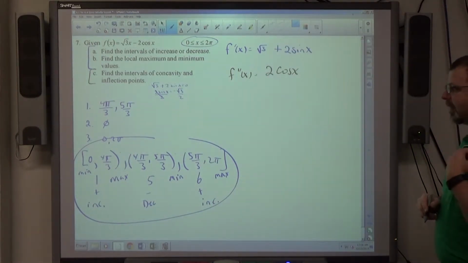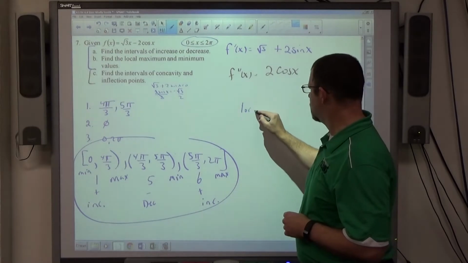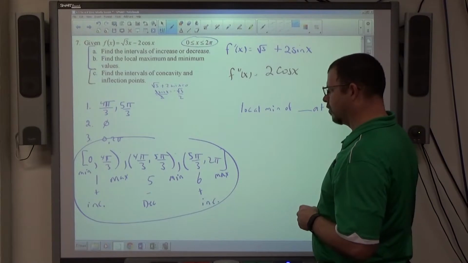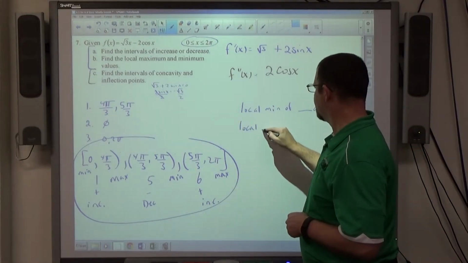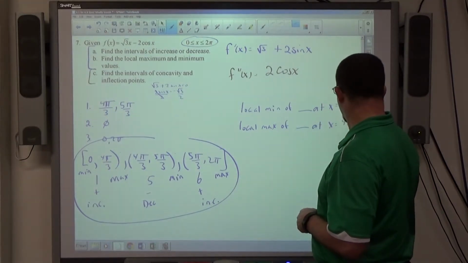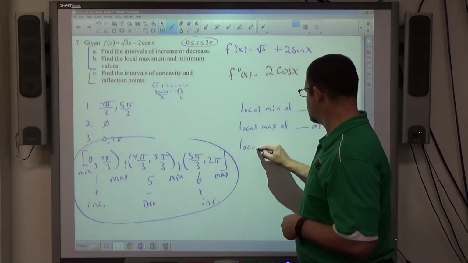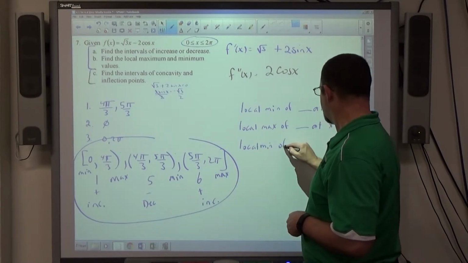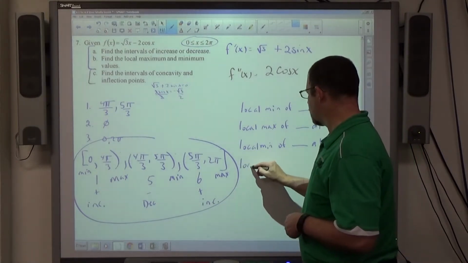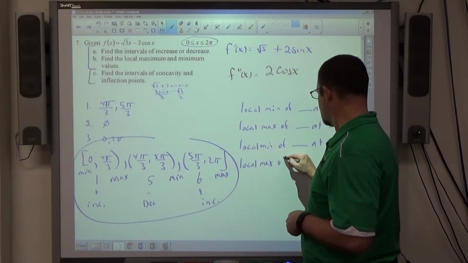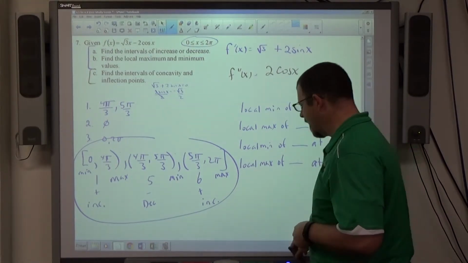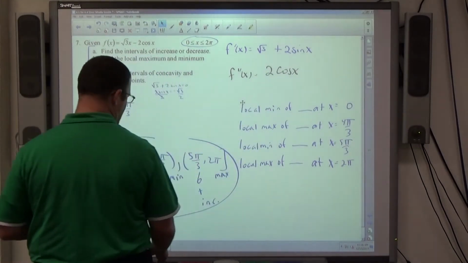So I can see that we have a local min of something at x equals 0, a local max of something at x equals 4 pi over 3, another local minimum of something at x equals 5 pi over 3, and finally a local maximum of something at x equals 2 pi. I'm starting off calling them all local. We'll worry about what they actually are in a minute.